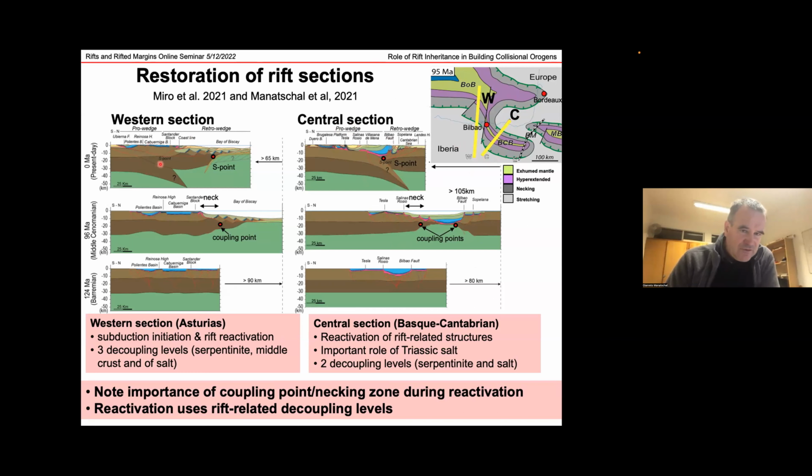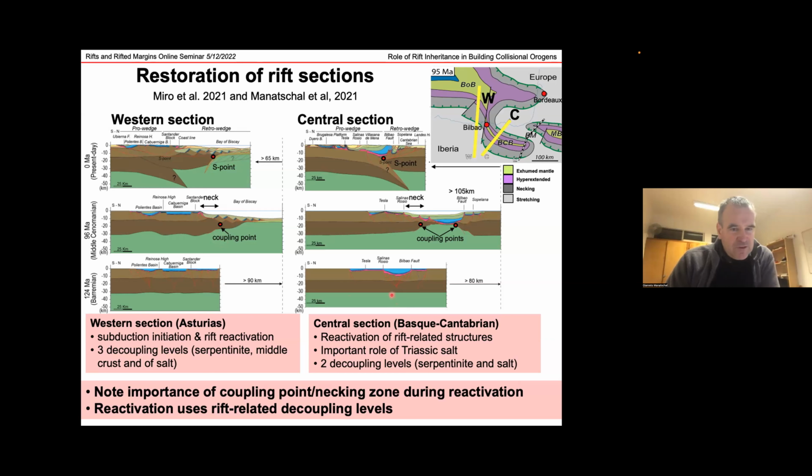What we did here is that we constructed these sections using the geophysical data, and we restored them back to the pre-rift stage. We did this by conserving the surface of the crust and by conserving also the length of the pre-rift. That's quite important. And what you can see here is an evolution through polyphase rifting.